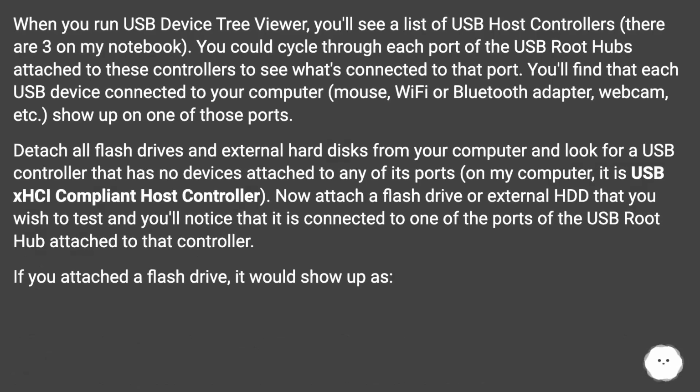F is for full speed, 12 Mbit/s, which can be USB 1.1 or 2.0. When you run USB Device Tree Viewer, you'll see a list of USB host controllers. There are 3 on my notebook. You could cycle through each port of the USB root hubs attached to these controllers to see what's connected to that port. You'll find that each USB device connected to your computer, mouse, Wi-Fi or Bluetooth adapter, webcam, etc. shows up on one of those ports.